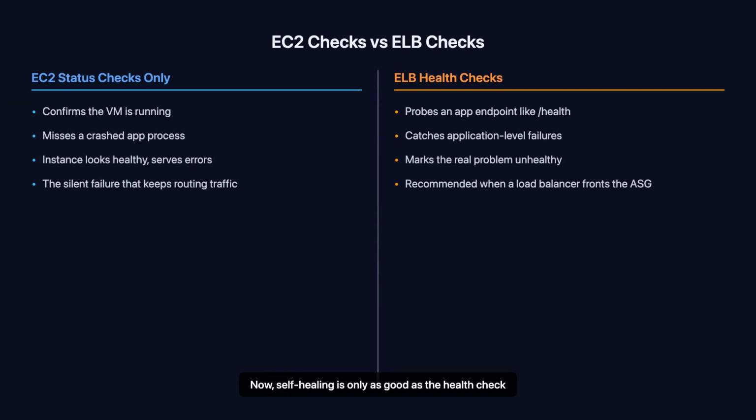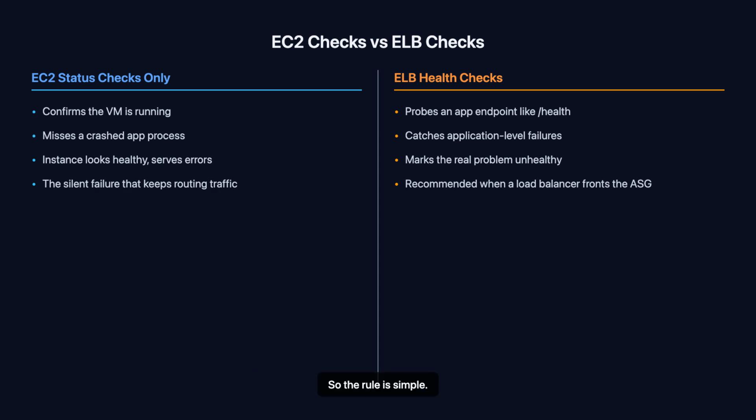Now, self-healing is only as good as the health check behind it, and there's a real distinction here. EC2 status checks confirm that the virtual machine is running, but a machine can be running perfectly while the application process on it has crashed. The instance looks healthy, so traffic keeps flowing to it, and users keep getting errors. That's the silent failure. ELB health checks fix this by probing an actual application endpoint, something like /health. If the app doesn't answer correctly, the instance gets marked unhealthy and replaced.